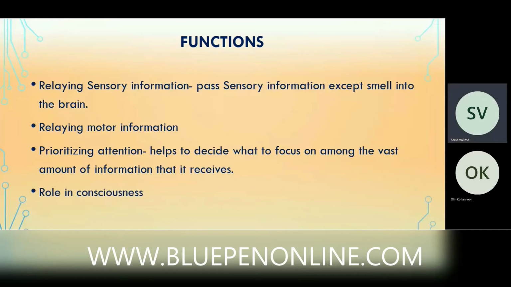Then next is its role in consciousness. It plays an important role in keeping you awake, as well as alertness and arousal. That's a main role of the thalamus. It's also a role of the hypothalamus as well as the limbic system in our body. I hope you know what the limbic system is.